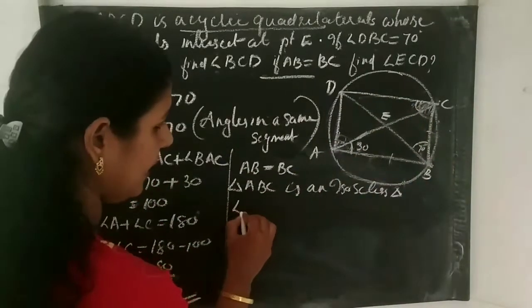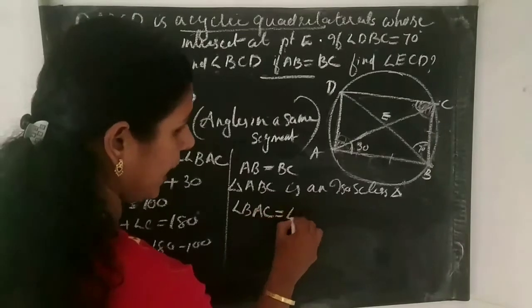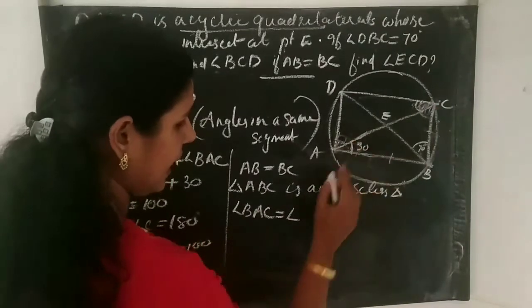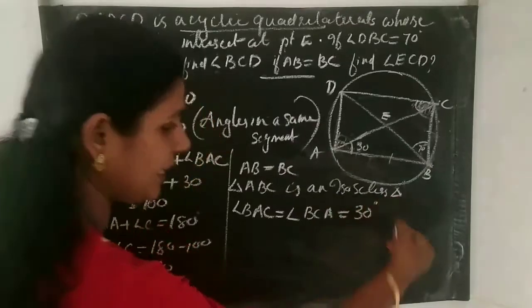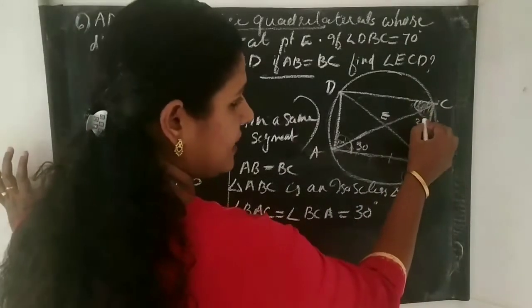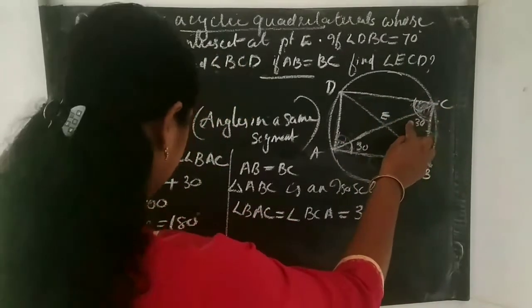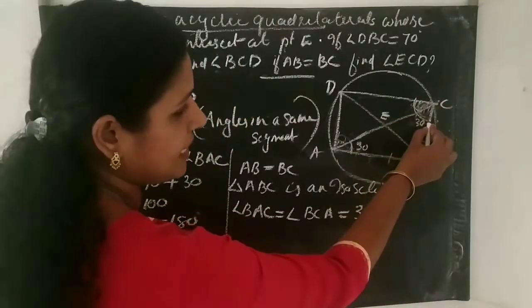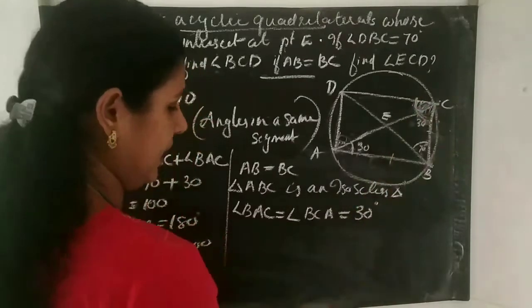That is angle BAC equal angle BCA equal 30 degree. Okay. Now from here we get it is 30 degree. The total angle BCD is 80 degree and this angle is 30 degree, then what is this angle? That is 80 minus 30.